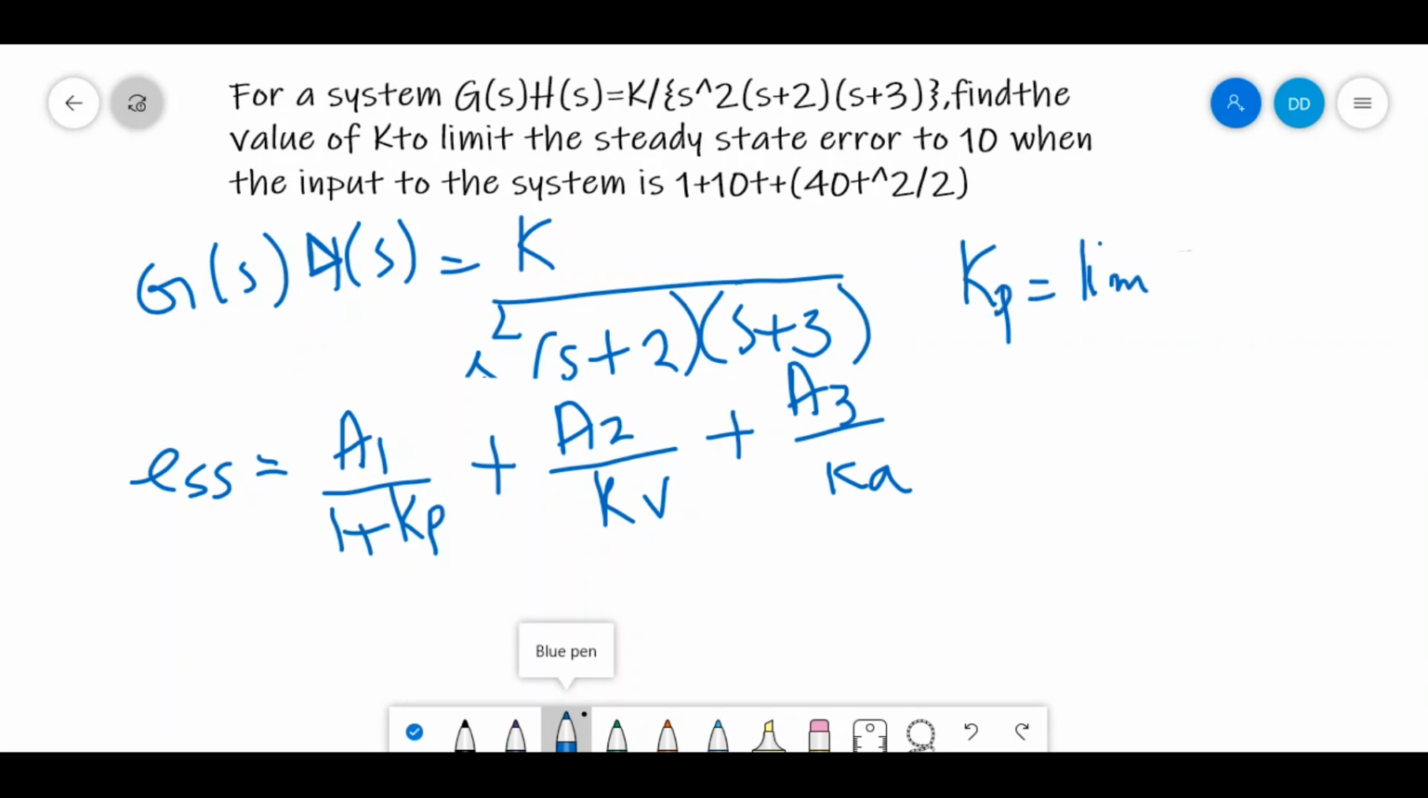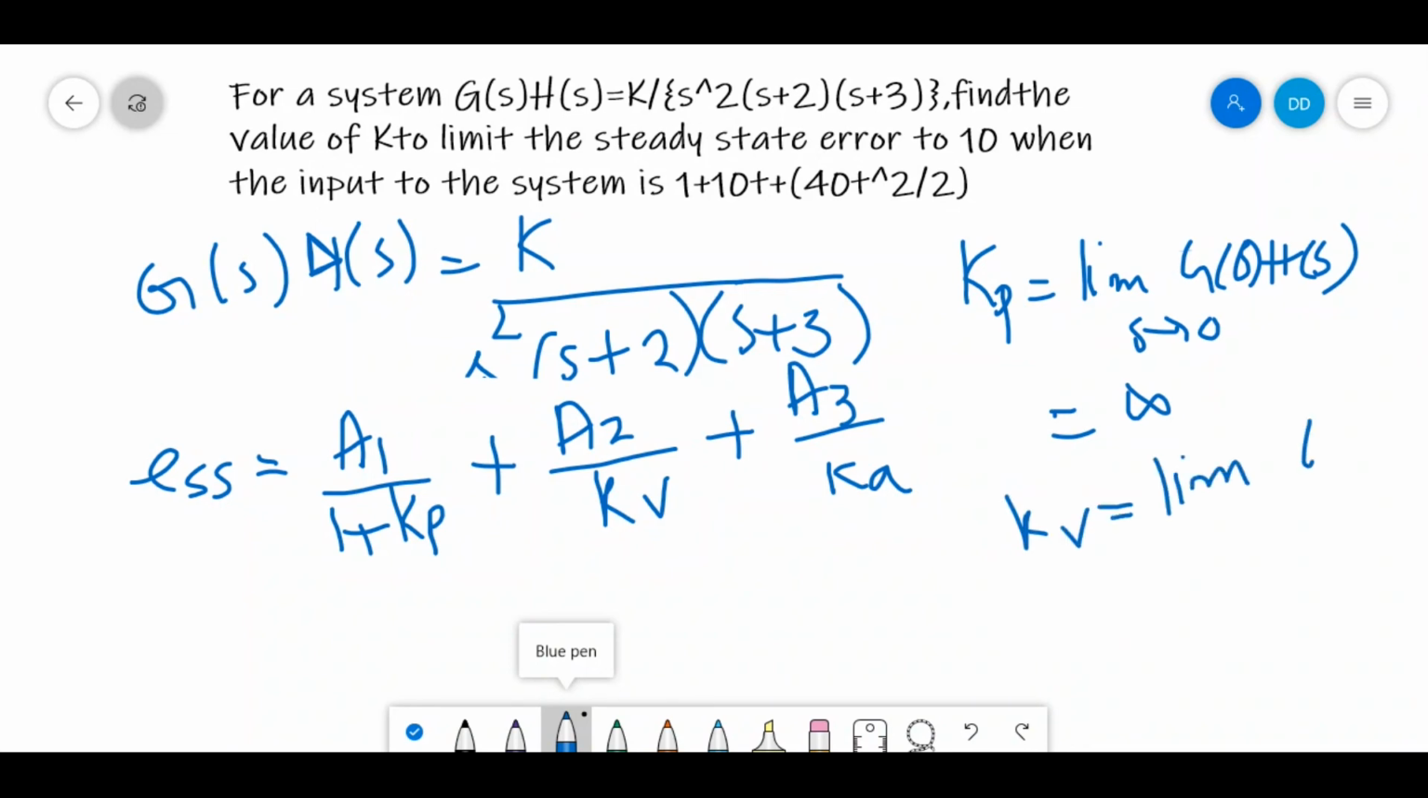So we have seen in the previous example, Kp is given by limit G(s)H(s) as s tends to 0. If we substitute, we get it as infinity. Kp is infinity. Likewise, Kv is limit s into G(s)H(s) as s tends to 0. If we multiply this by s, one s gets cancelled and again we get Kv is equal to infinity.